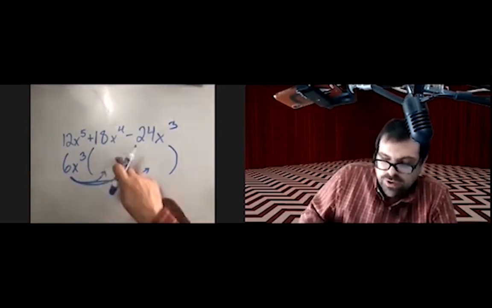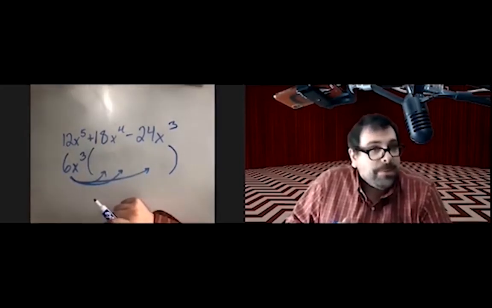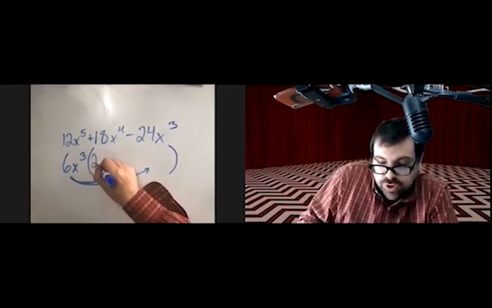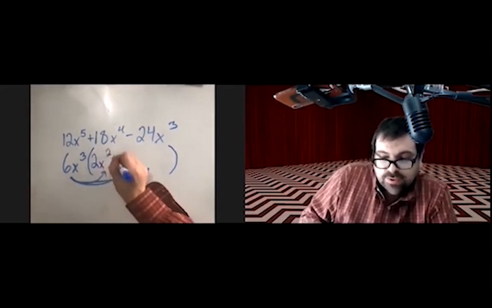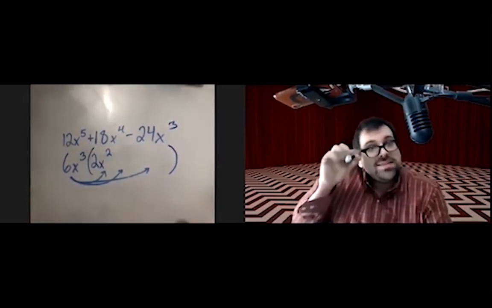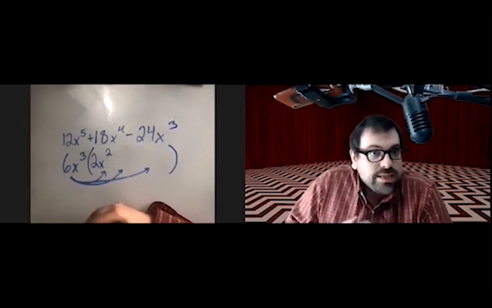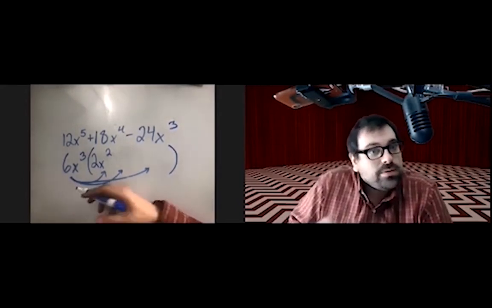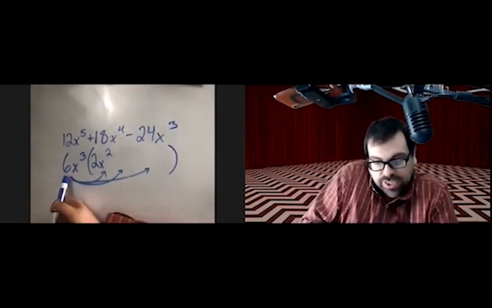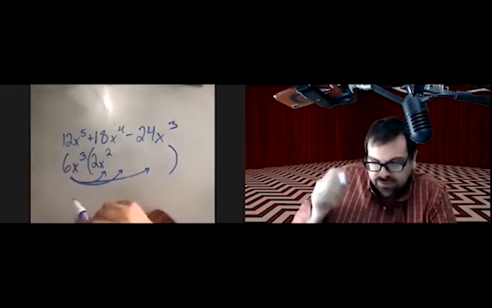6x cubed, what would go here to give us 12x to the fifth? 6x cubed times 2x squared would be 12x to the fifth. Now you're seeing why we did work with exponents, why we learned these rules. We need them to be able to factor. And just to check, 6x cubed times 2x squared, 12x to the fifth, yep.